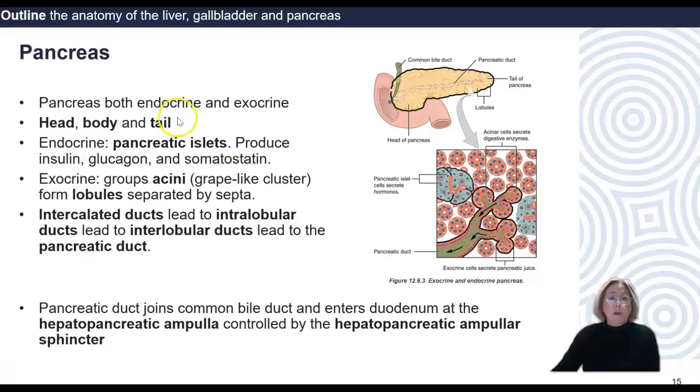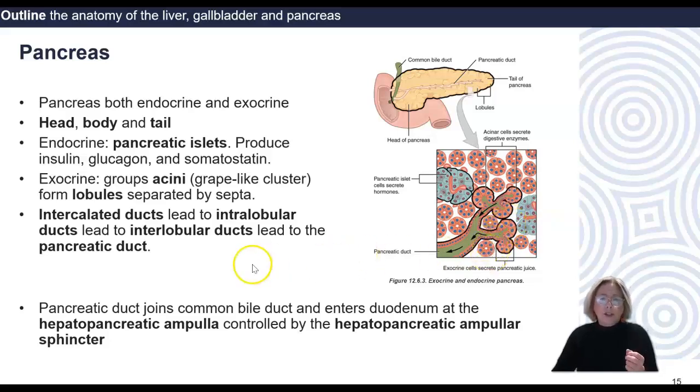Remember that the pancreas has both an endocrine function, producing hormones, particularly insulin and glucagon, that regulate blood glucose levels, but it also has an exocrine function, and that's what we're interested in here. If you look at the pancreas, you can see that it has a head region, a body, and a tail. Its endocrine function is due to the pancreatic islets that secrete those hormones, so the alpha cells secrete glucagon and the beta cells secrete insulin, and there's also somatostatin, which regulates both insulin and glucagon. But the exocrine functions are due to groups of acini, these grape-like or berry-like clusters, in lobules that are separated by connective tissue septa.